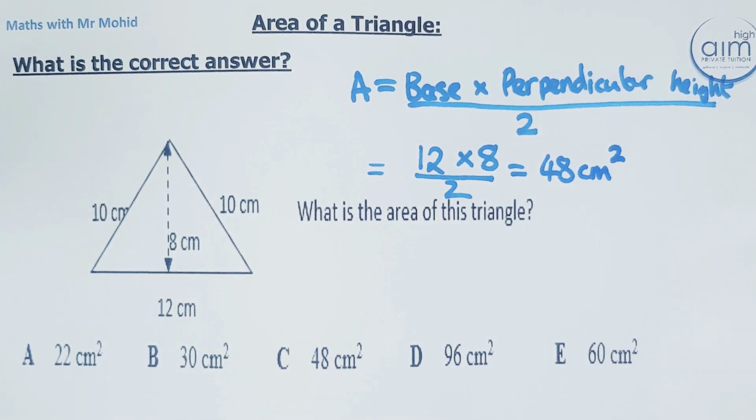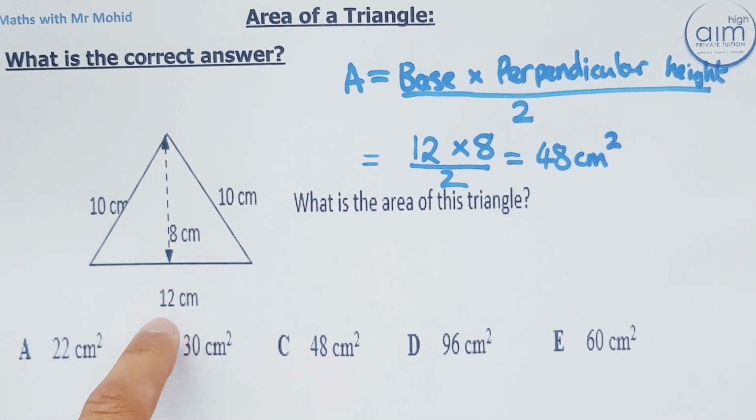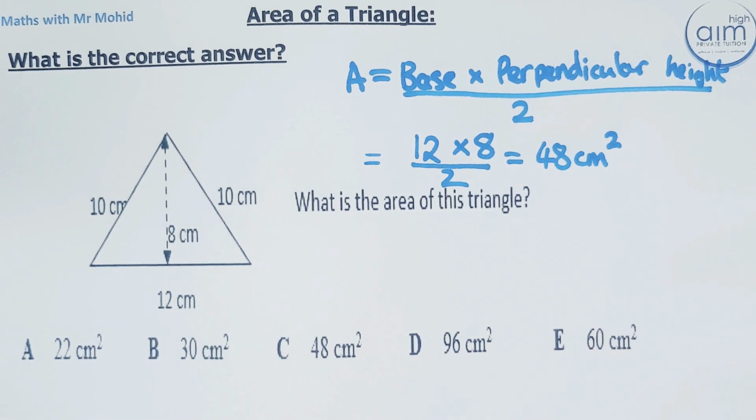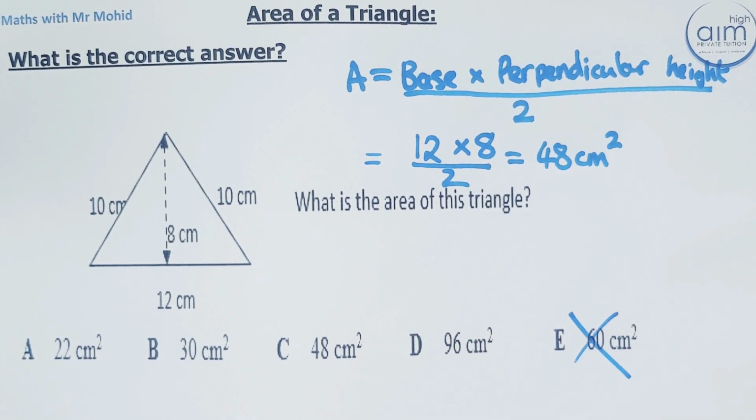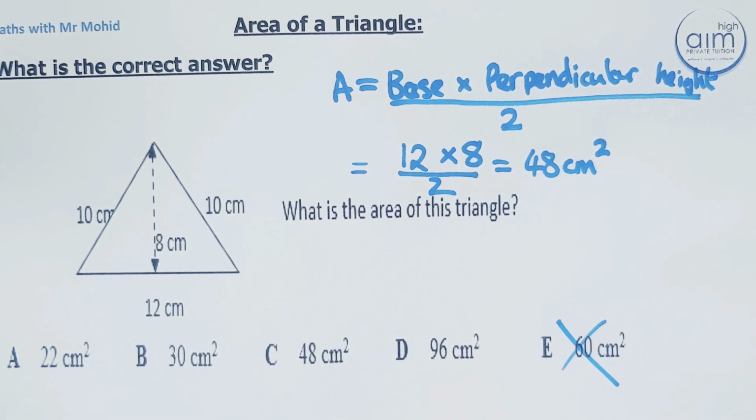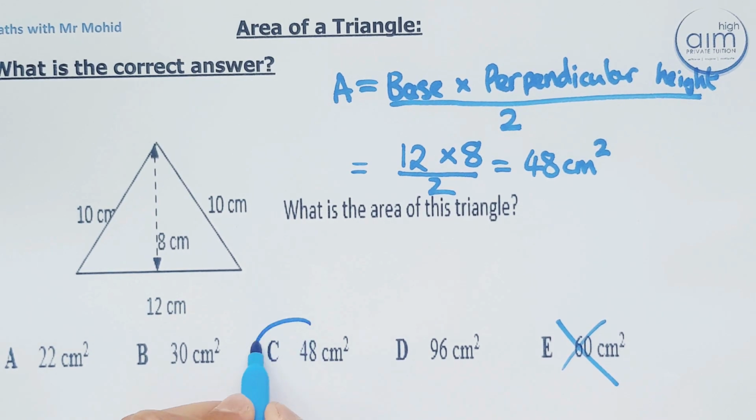Okay, now a couple of common answers that people would have come up with would have been, they would have done 12 times by 10, which is 120, and then halved it to get 60. So that would have been the incorrect answer. Likewise, some people would have forgotten to half it, so they would have done 12 times by 8, but they would have missed out step 2 and not halved it, so that would have given a different answer as well. So the final answer was C, which is 48.